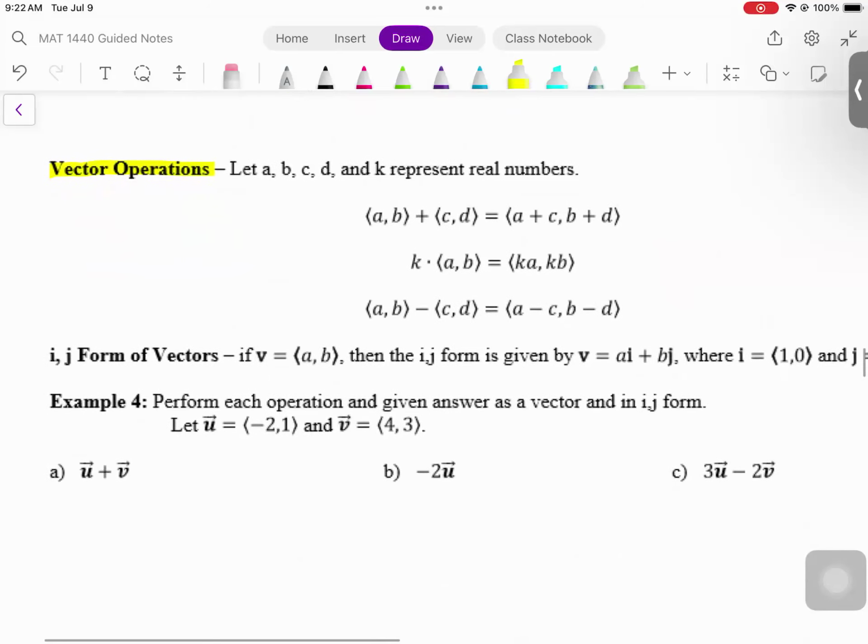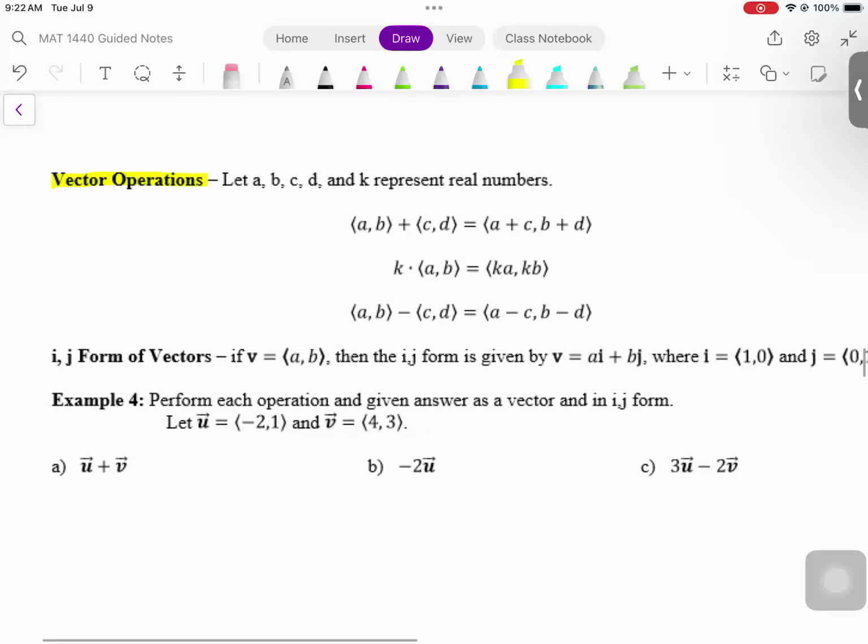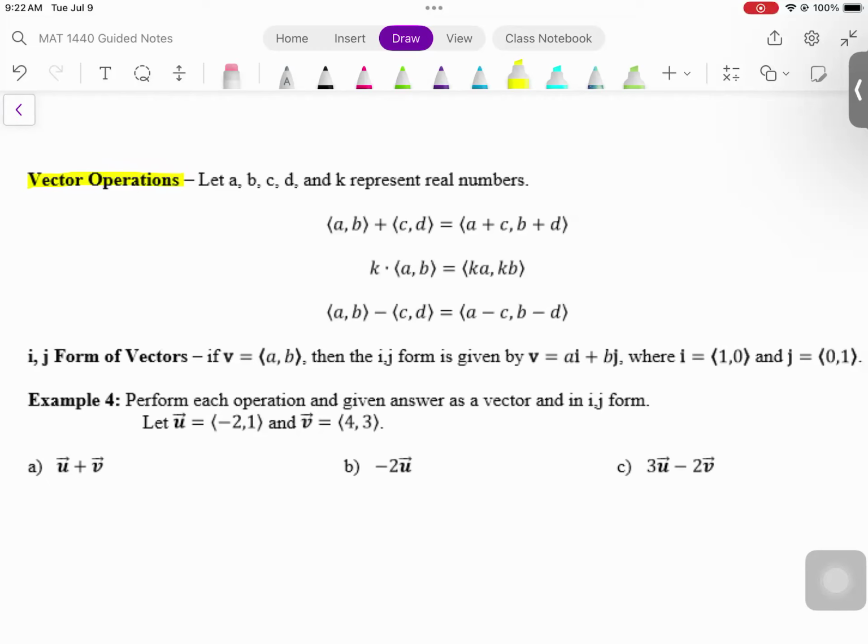Let's look at some vector operations. Operations being addition, multiplication, subtraction. We're going to let a, b, c, d, and k all represent real numbers. If I want to add two vectors, all we're going to do is add their corresponding components. So vector <a, b> plus vector <c, d> is equal to vector <a + c, b + d>.